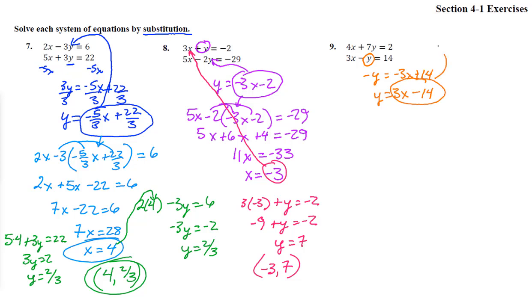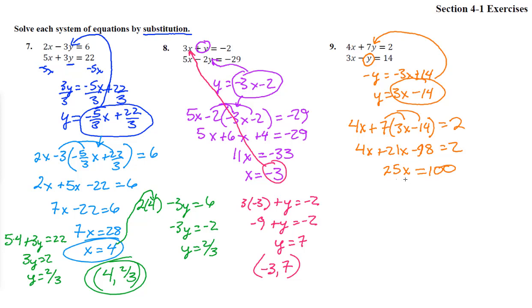Now we take that whole guy and stick him into the other equation. 4x plus 7y, but we know y is 3x minus 14, equals 2. So we took and rewrote the top equation, but we substituted what we know y is. All right, now we have a good equation. We can solve it. 4x plus 21x minus 98. Is that right? Yeah, equals 2. So that's 25x, add 98 over, equals 100. Divide by 25, and we get x equals 4.